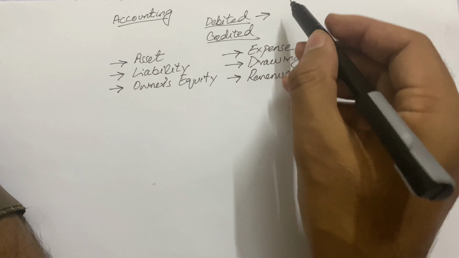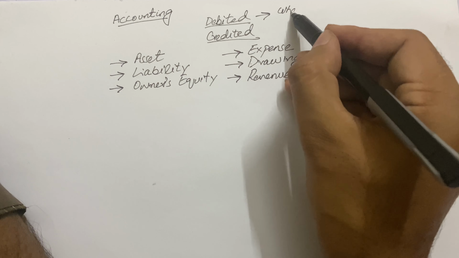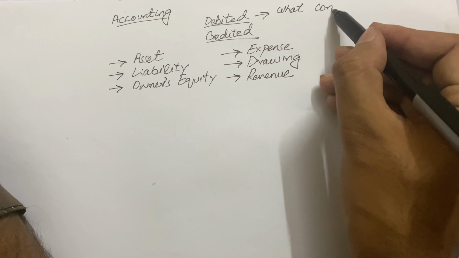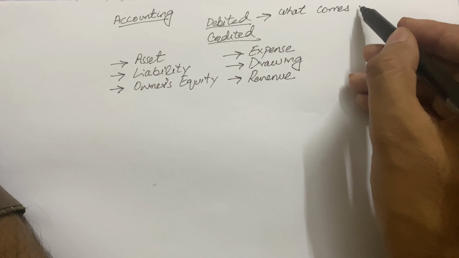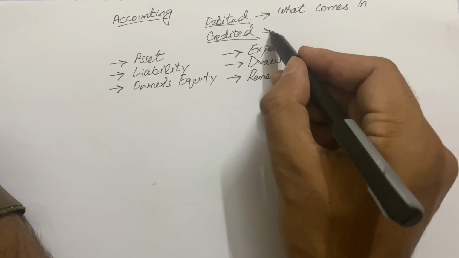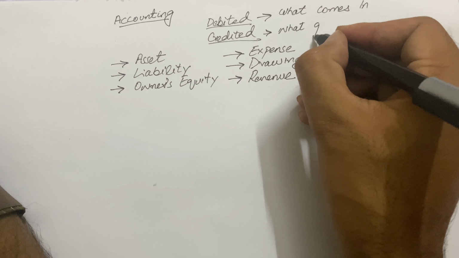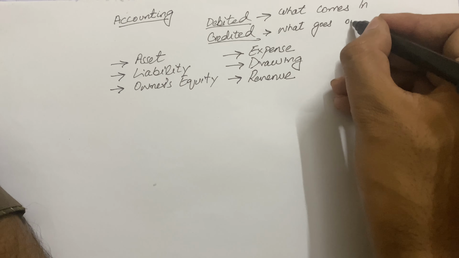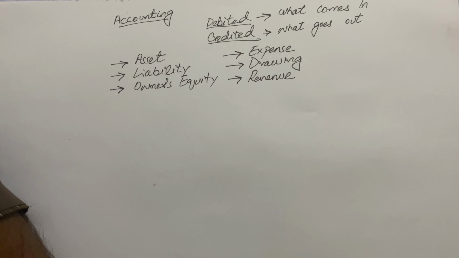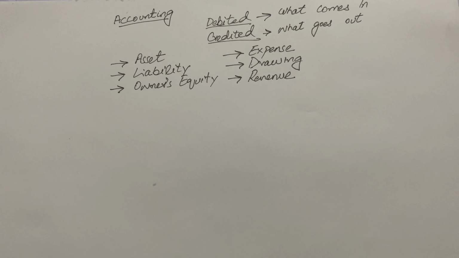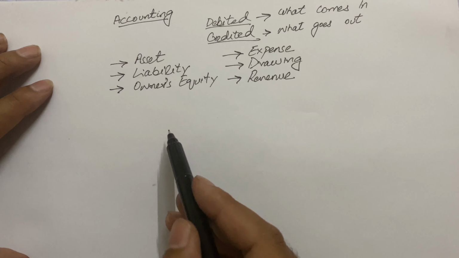Normally, if we talk about debit, it is what comes in, and if we talk about the credit, it is what goes out. So this is the debit and this is credit in general terms, but it is very difficult for beginners to identify which account should be debited and which account should be credited. So here I will mention some tricks.